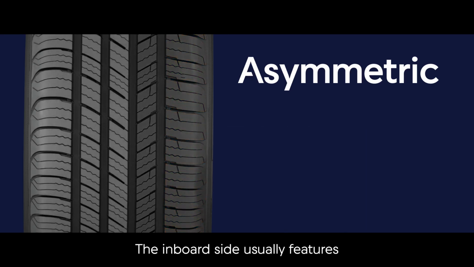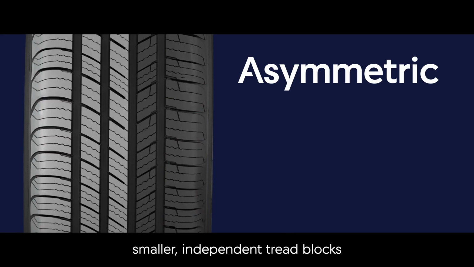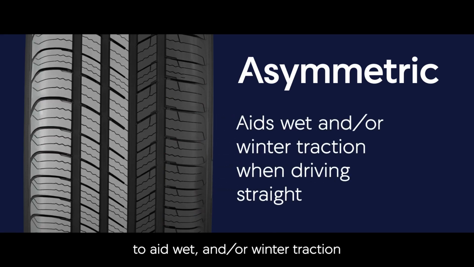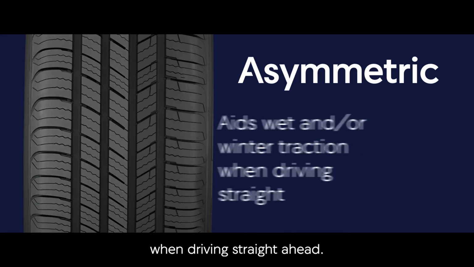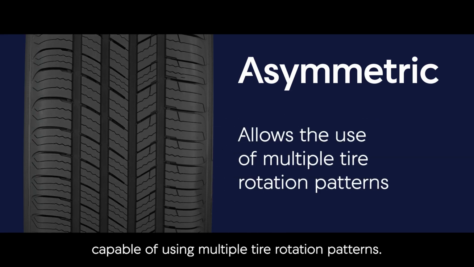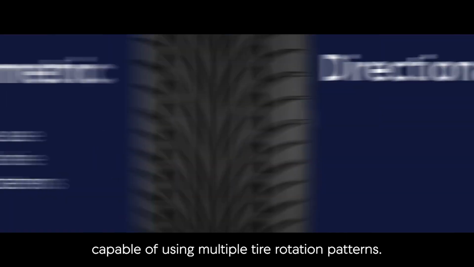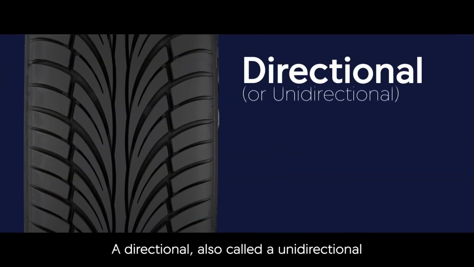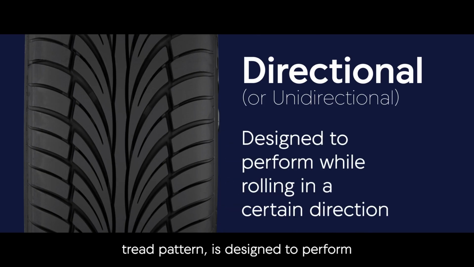The inboard side usually features smaller, independent tread blocks to aid wet and/or winter traction when driving straight ahead. Tires featuring asymmetric tread patterns are also capable of using multiple tire rotation patterns. A directional, also called a unidirectional tread pattern, is designed to perform while rolling in a certain direction.